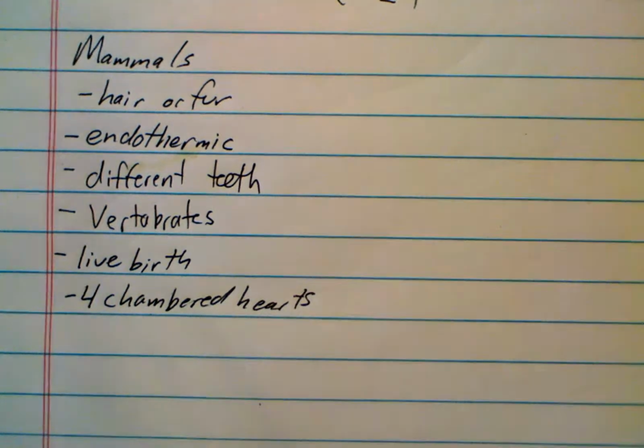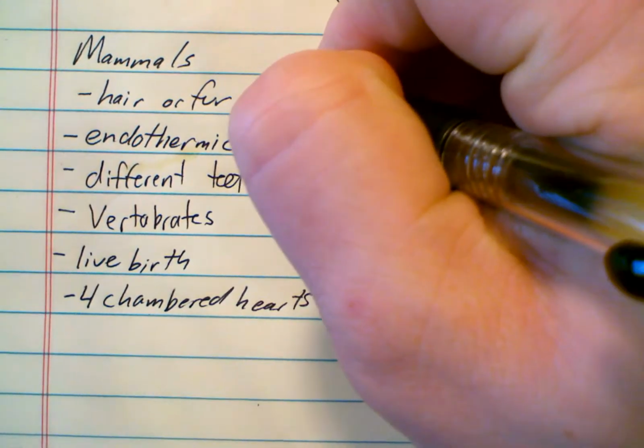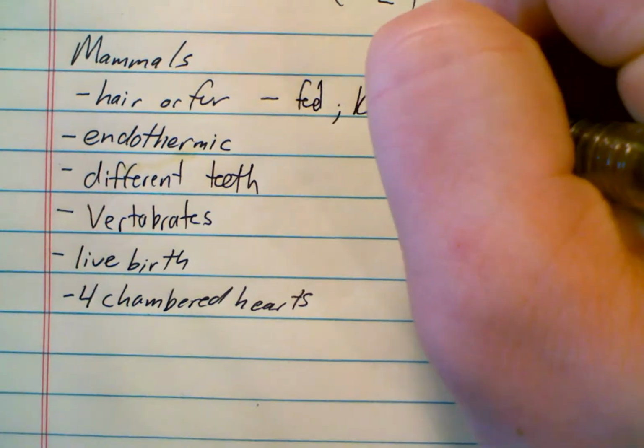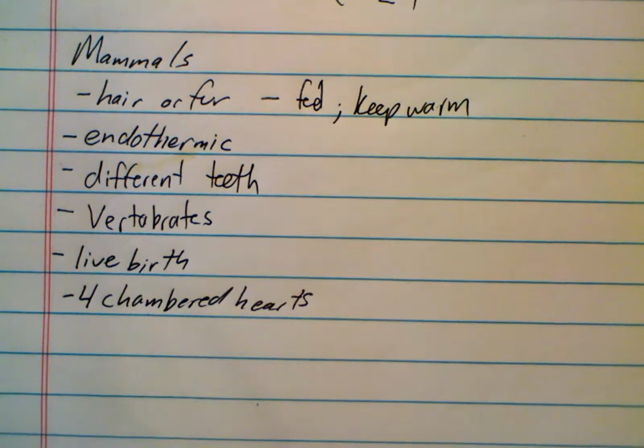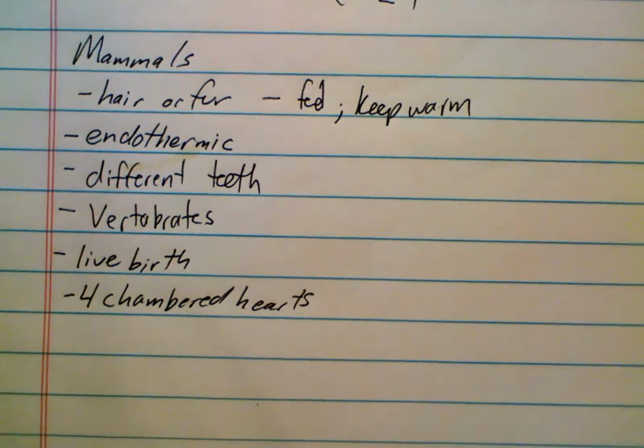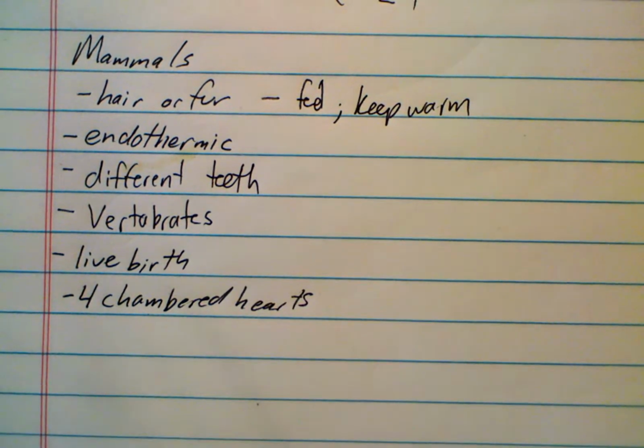So hair and fur. As you guys know, you have hair on your heads, and even hippopotamus have hair on them, even though they look pretty much hairless. So what purposes does hair serve? What does hair do for the mammal? Feeling and keeping warm. Very good. So when you have hair on your body, you can feel something crawling on you. Like if you're outside and you feel a mosquito, you can feel that because of the hair.